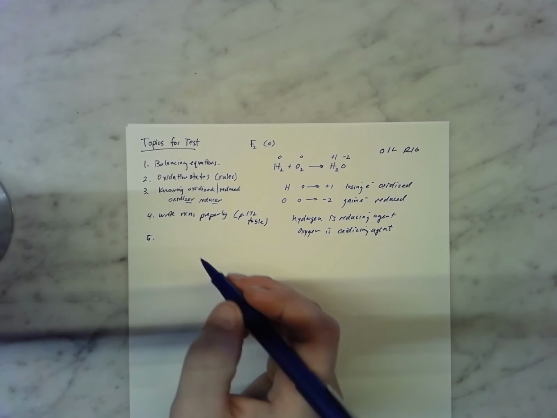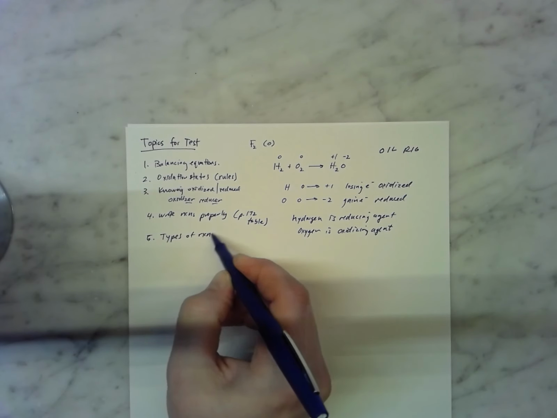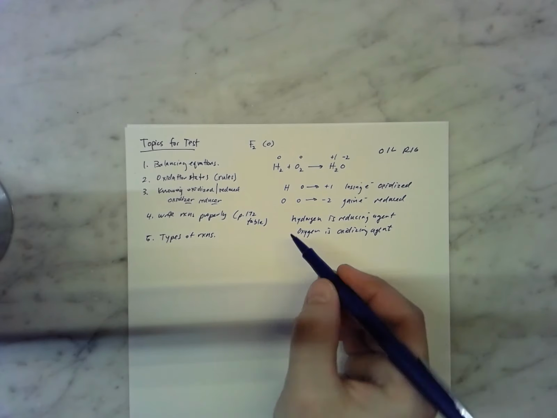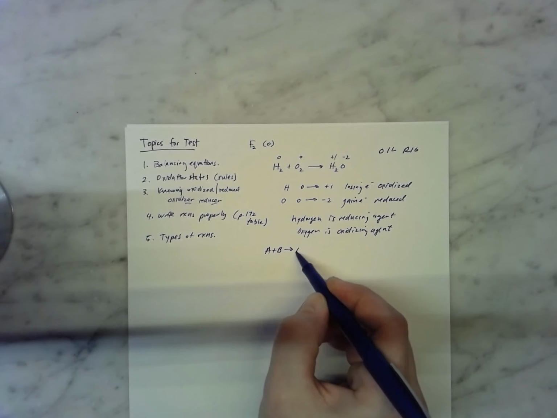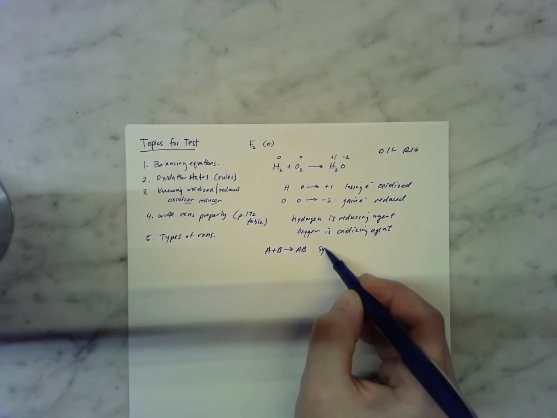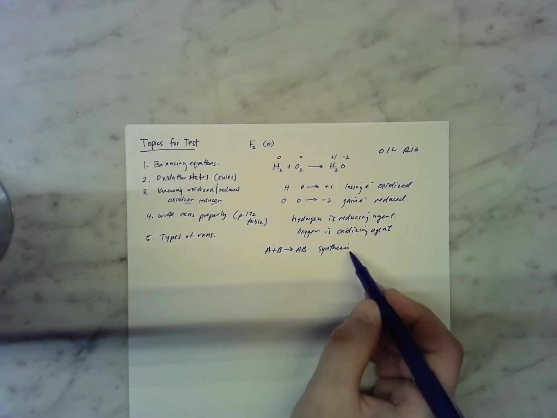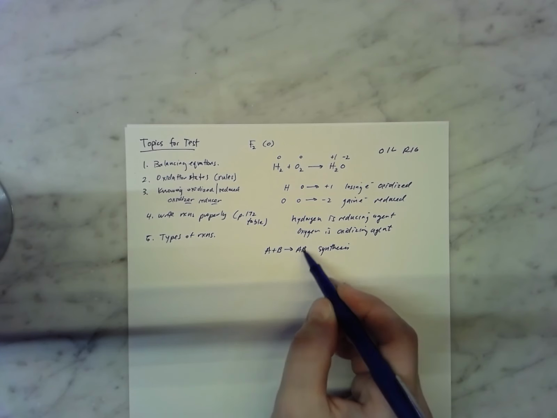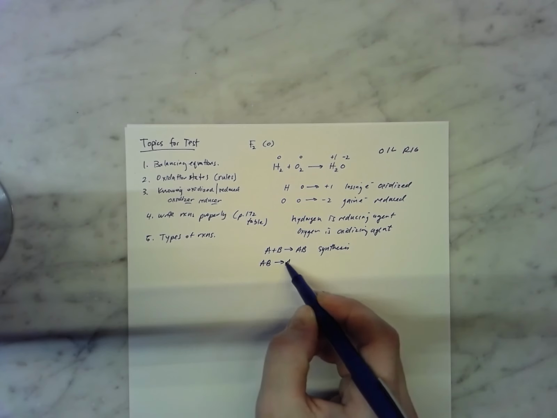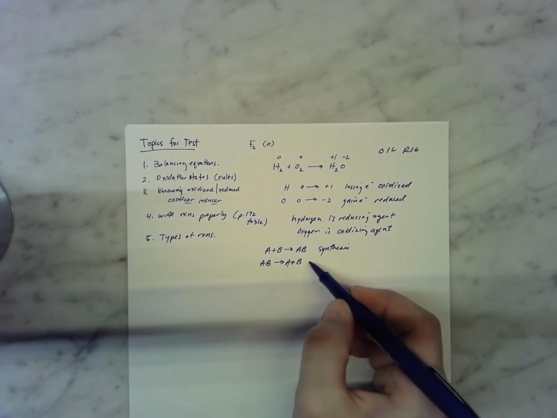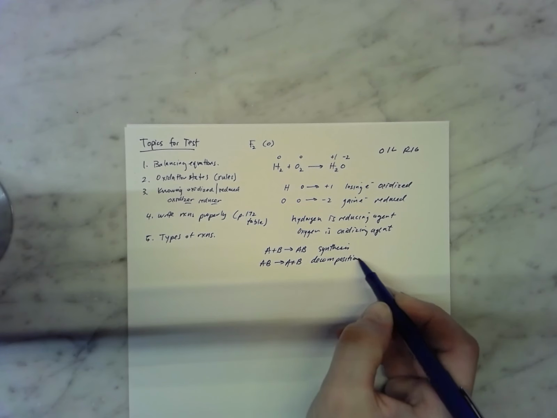Then we need the types of reactions. You need to know those. A plus B goes to AB. What's that? That's synthesis. Things are synthesized, they're created. Take your parts, make it into a more complex whole. AB goes to A plus B. Dead bodies decompose. They fall apart. This is decomposition.